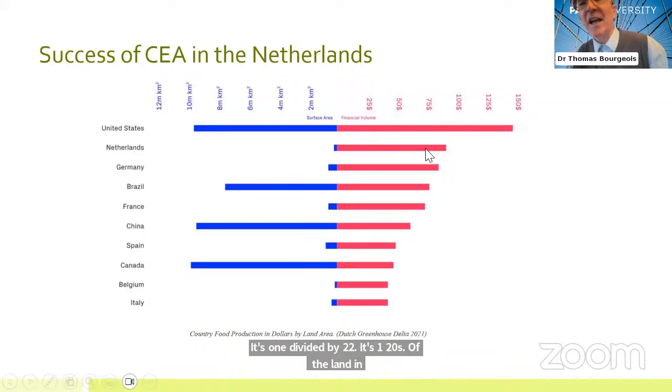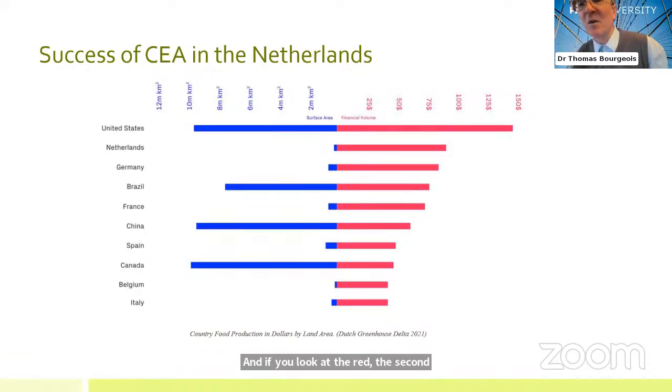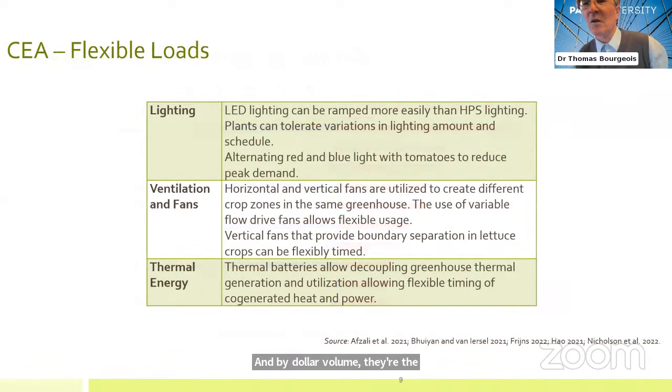And if you look at the red, the second largest exporter of food in the world, raw food, is the Netherlands. Now, this is a country of 17.5 million people. This is a country with 2 million fewer people than the state of New York. And by dollar volume, they're the second largest raw food exporter in the world. I found that to be an absolutely astounding story, and one that I said, I got to research this. This just blows me away.